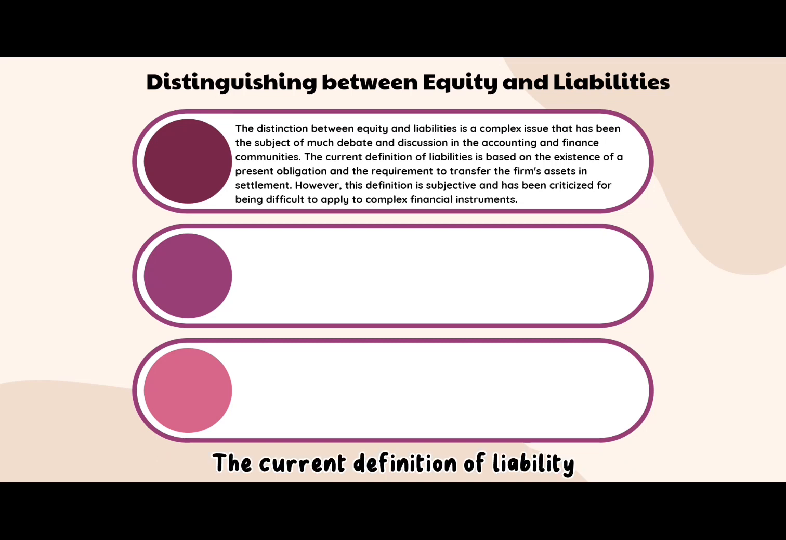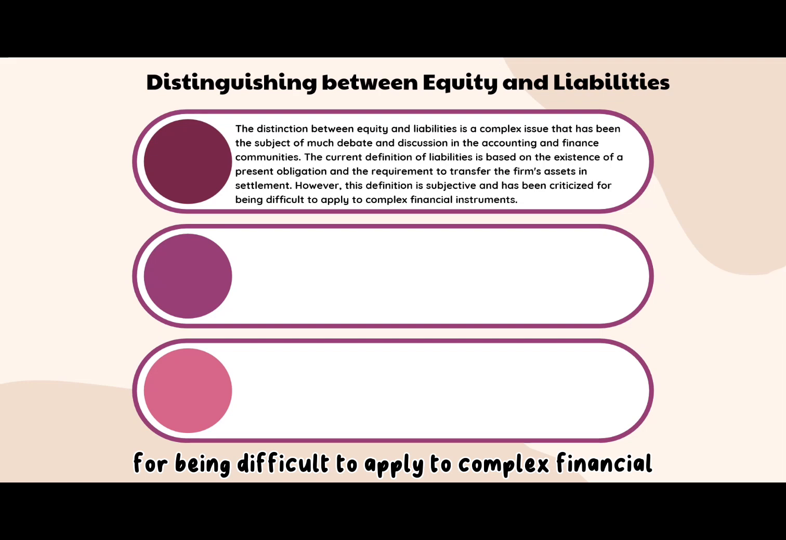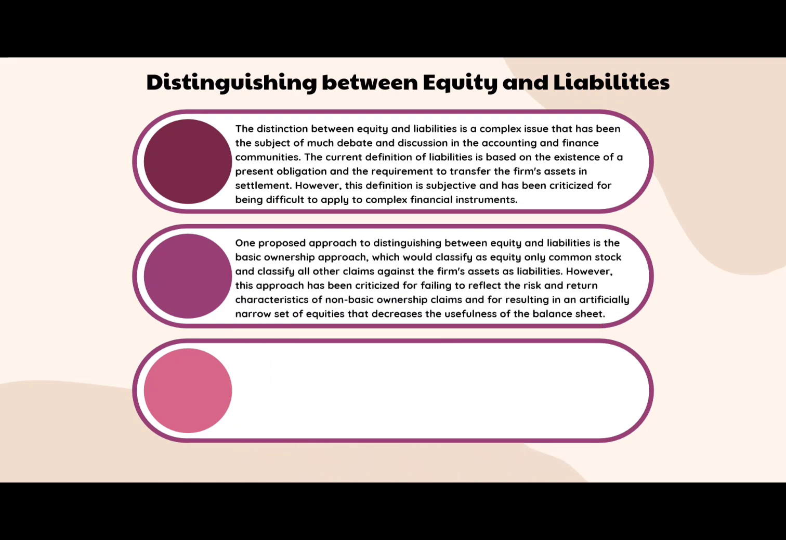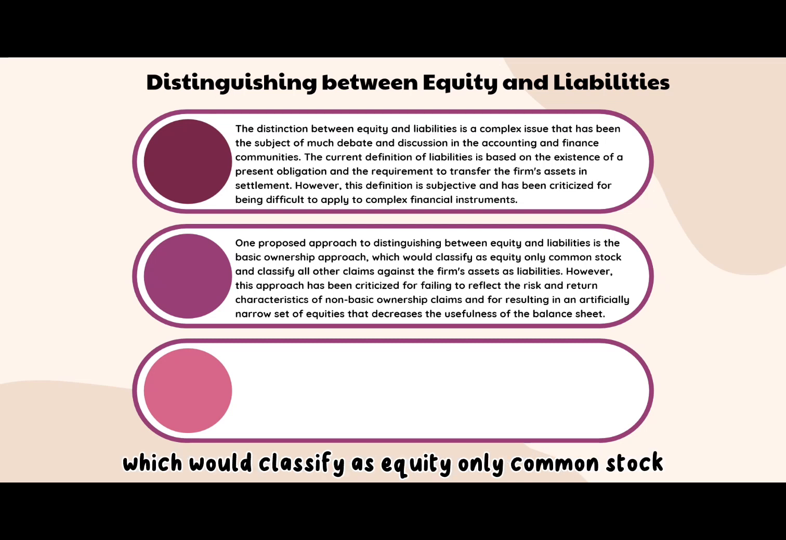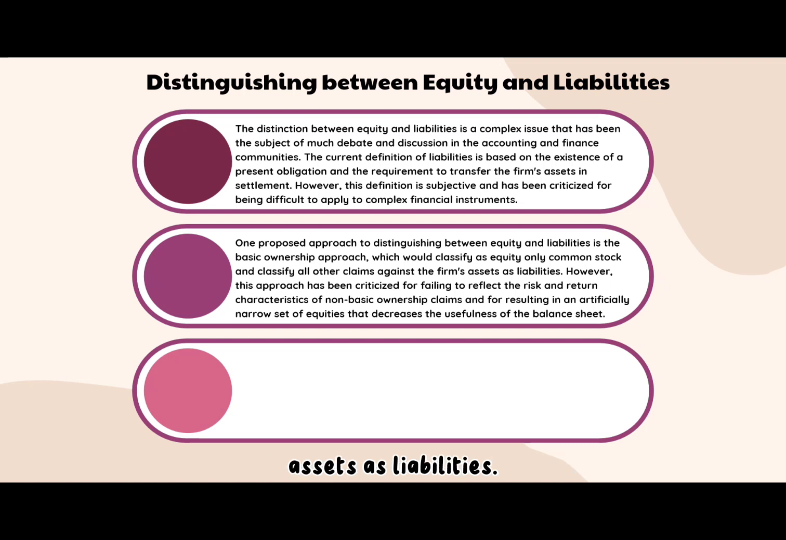The current definition of liability is based on the existence of a present obligation and the requirement to transfer the firm's asset in the settlement. However, this definition is subjective and has been criticized for being difficult to apply to complex financial instruments. One proposed approach to distinguish between equity and liability is the basic ownership approach, which would classify as equity only common stock and classify all other claims against the firm's asset as liabilities.